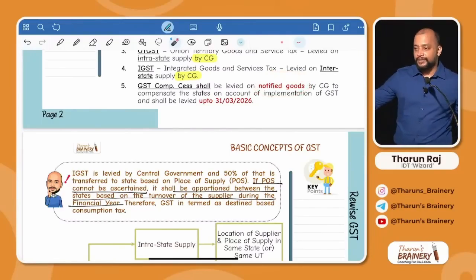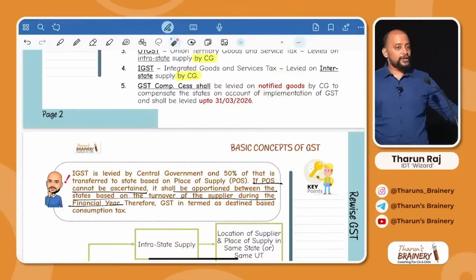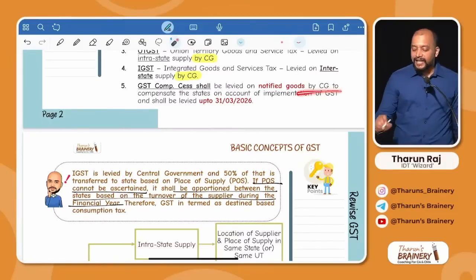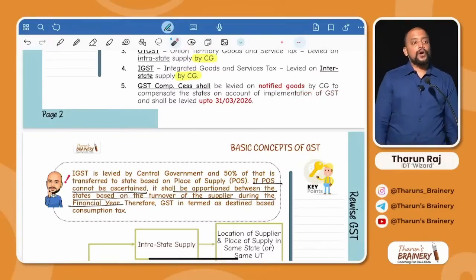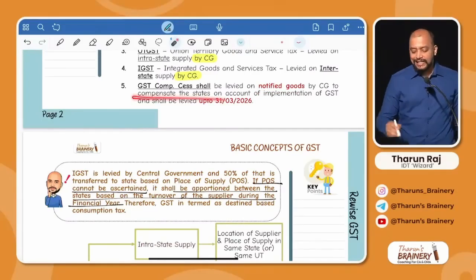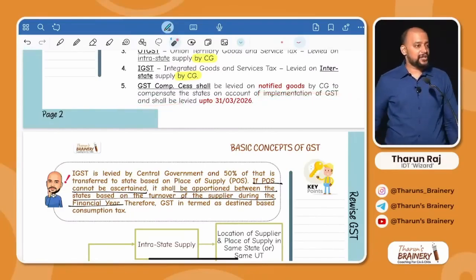What are those notified goods? No need to remember. Not for exam. Got it? There are some notified goods. And who will be levying it? Central government. On what? Notified goods. Why are they levying it? To compensate the states. Why do they need to compensate the states? On account of implementation of GST.